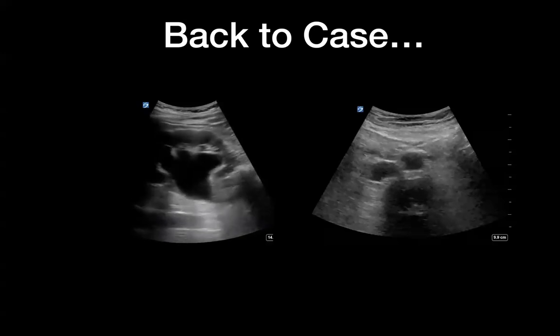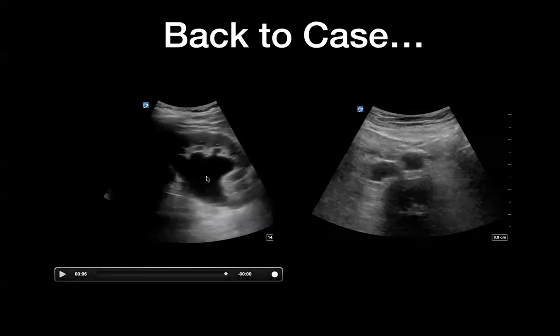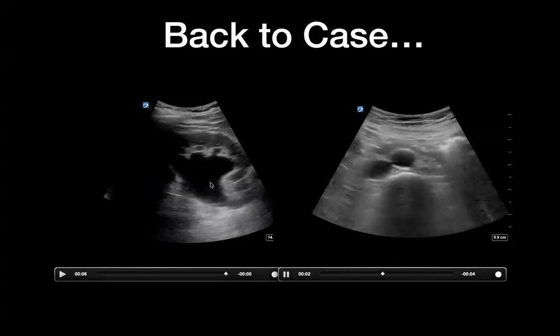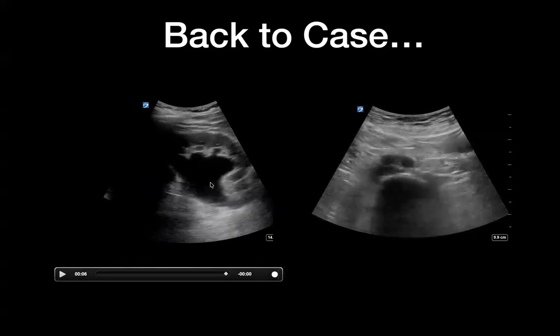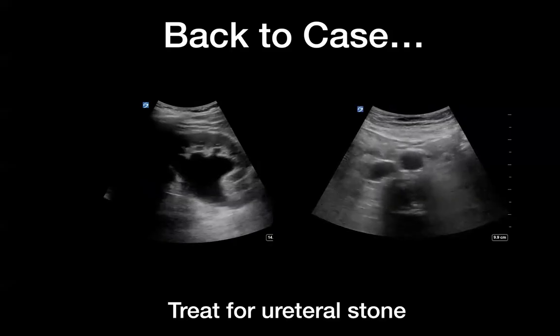So back to the case of that elderly gentleman with flank pain. It looks like this patient does have some moderate to severe hydronephrosis, and so this patient ended up being treated for a ureteral stone with Flomax, pain control, and with adequate outpatient follow-up.